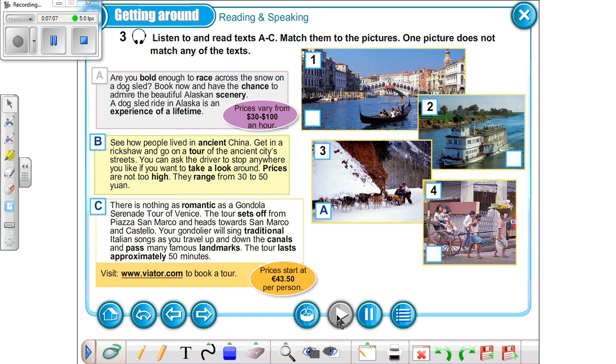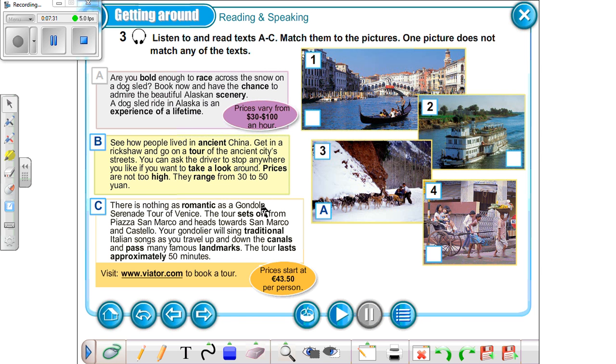Prices vary from $30 to $100 an hour. B. See how people lived in ancient China. Get in a rickshaw and go on a tour of the ancient city's streets. You can ask the driver to stop anywhere you like if you want to take a look around. Prices are not too high. They range from 30 to 50 yen.